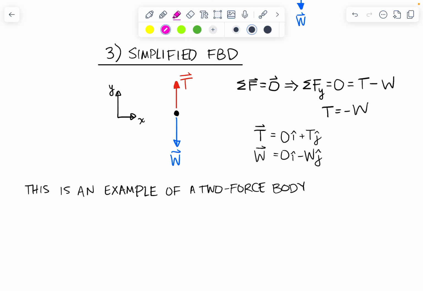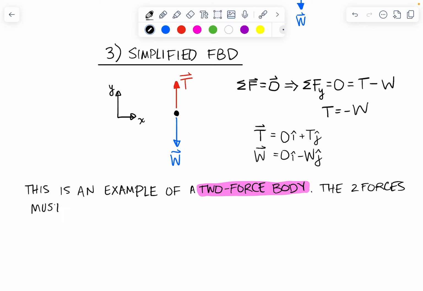So with a two-force body, the things that you have to keep in mind are that those two forces must be acting on the same line of action.